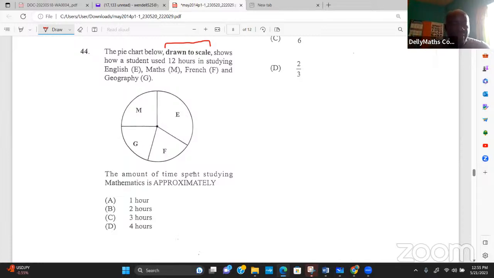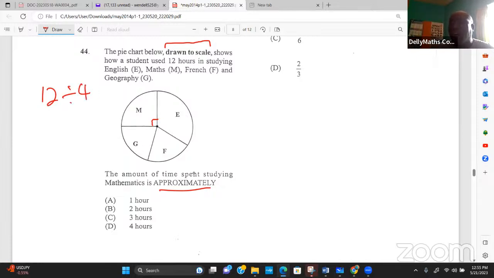We want to look, right? The amount of time spent studying mathematics is approximately what? Mathematics. When you look at this, it's almost like a 90-degree angle here, right? It's almost like a quarter of the circle. So you want to say 12, right? I want to divide this by 4. Why?